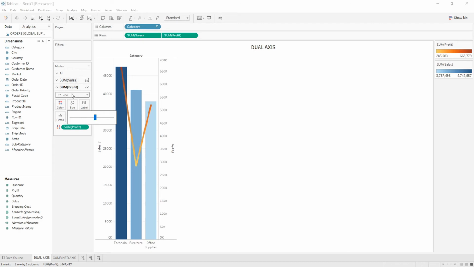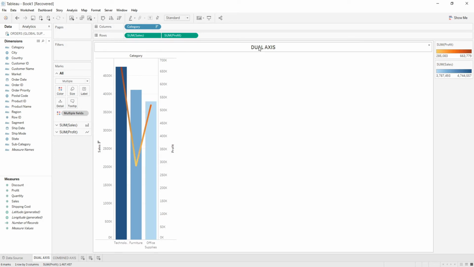Similar to these two marks, if we change anything on the All mark, it would reflect on all the charts together. In dual axis chart, it is named dual axis because you can see here the chart has two axes. One is for sales and the other is for profit. We can also say that the chart has two axes, one at the left side and the other at the right side.